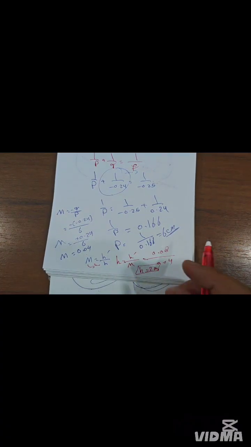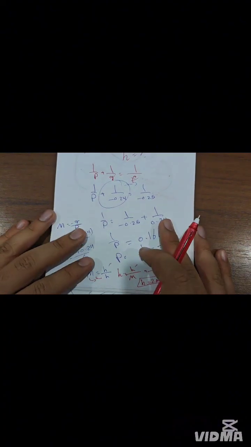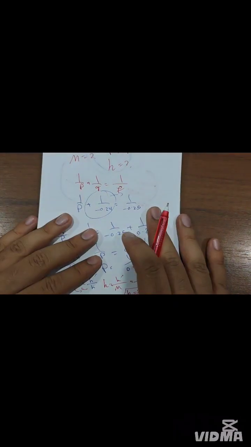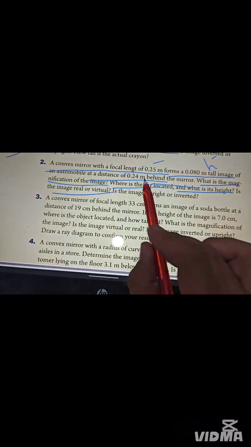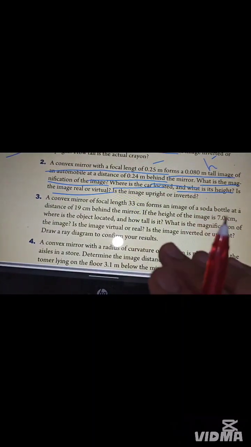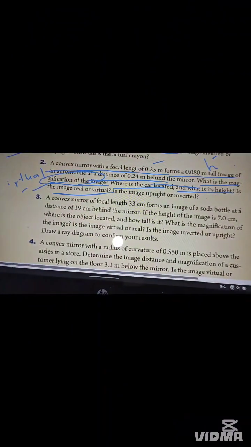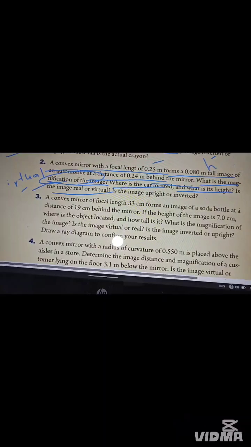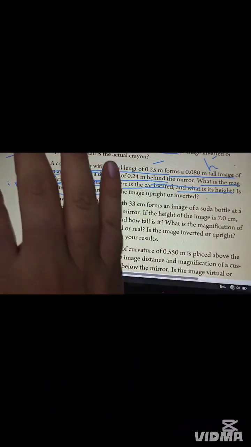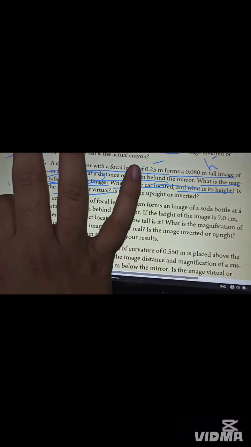Good. So the question asked, is it virtual or real? Is it upright or inverted? Here we have a convex spherical mirror, and the question said we have an image behind the mirror. Behind the mirror means virtual, directly. So the type of the image is virtual. And virtual again will be upright. Every time virtual will be upright. Virtual, upright.